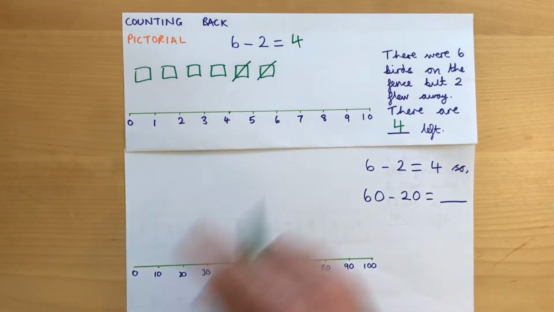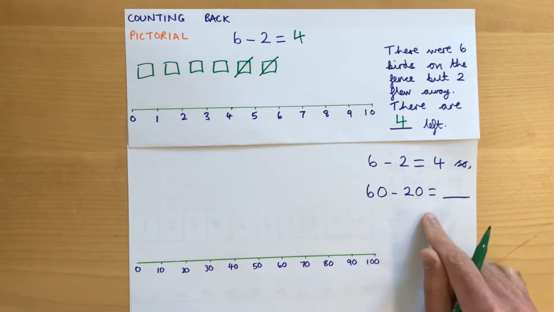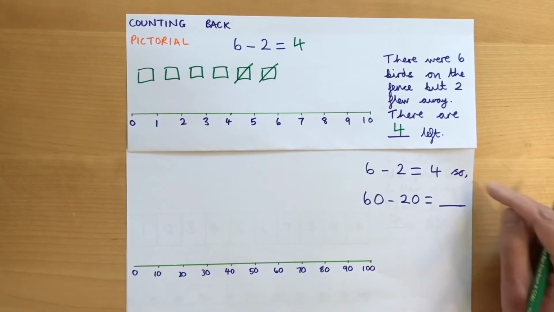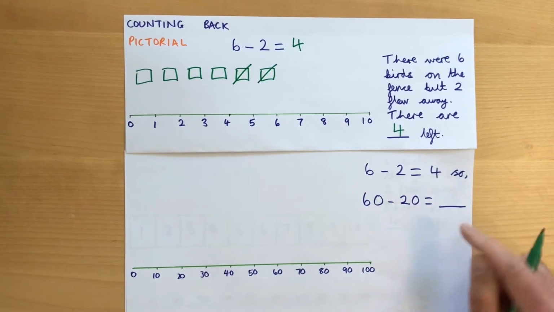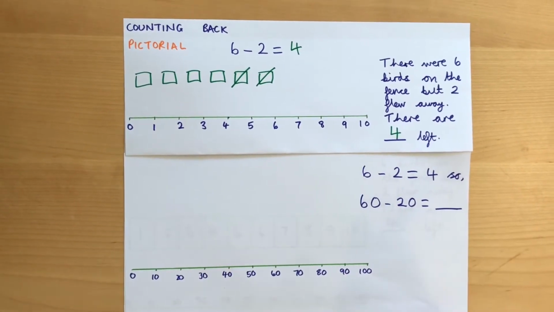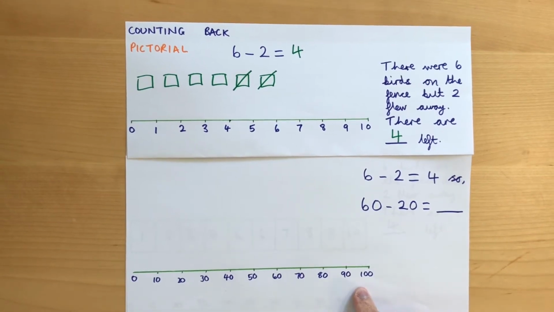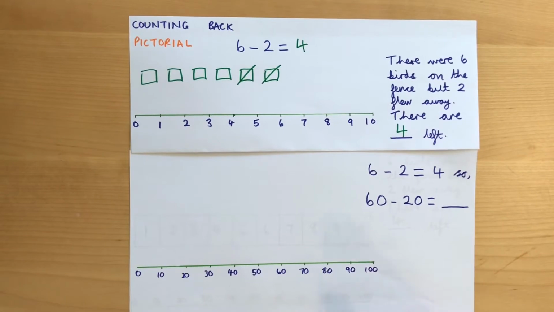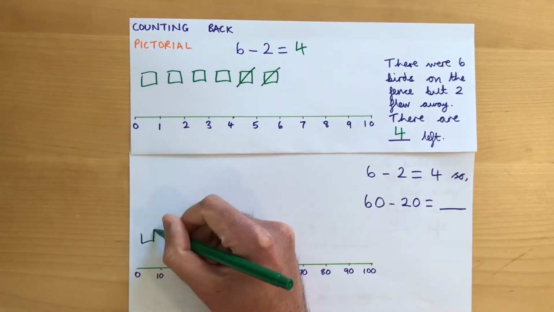You can use this fact to later solve 60 subtract 20. My sentence this time is 6 subtract 2 equals 4, so 60 subtract 20 equals. This time, my number line, or it could be a number track, is going up in tens. My drawings now represent tens.